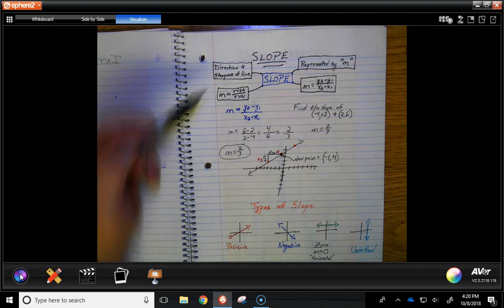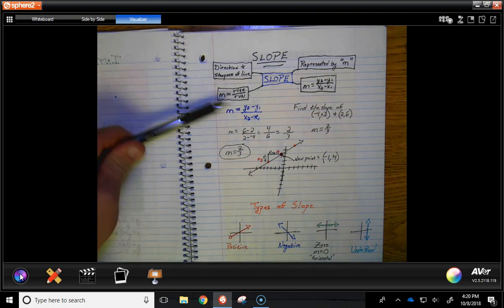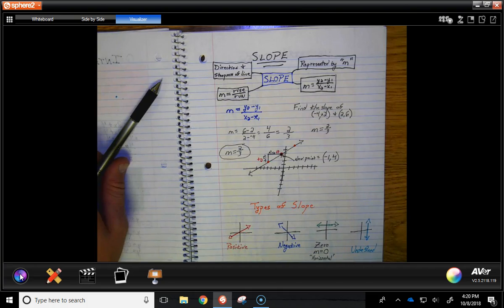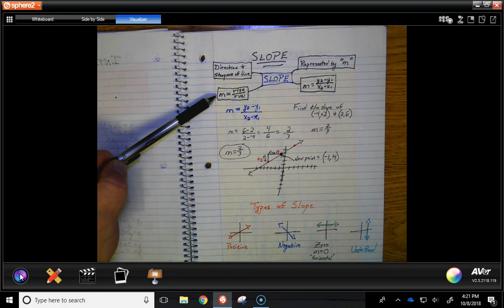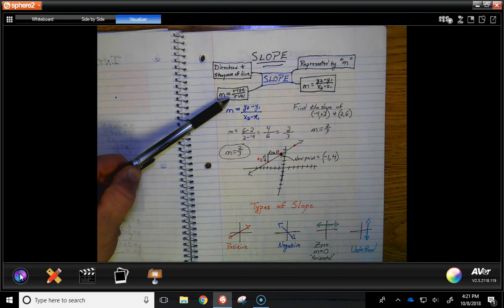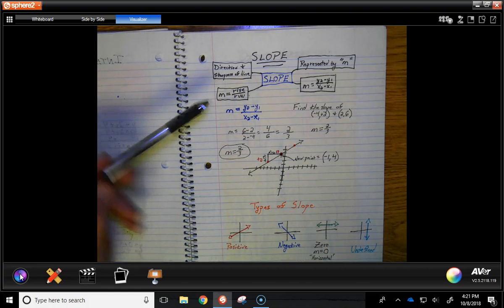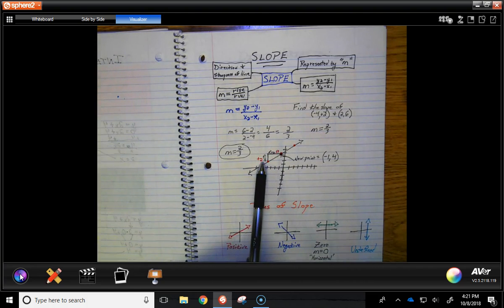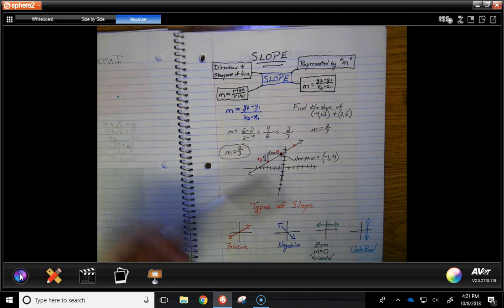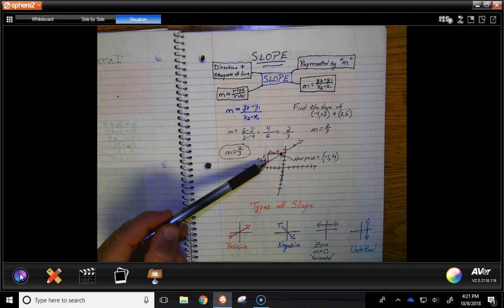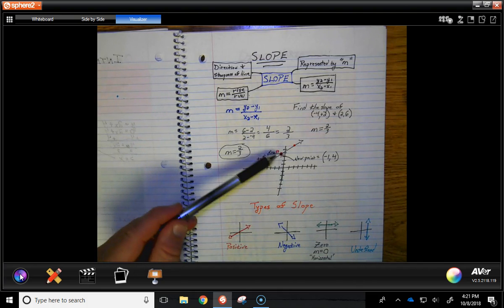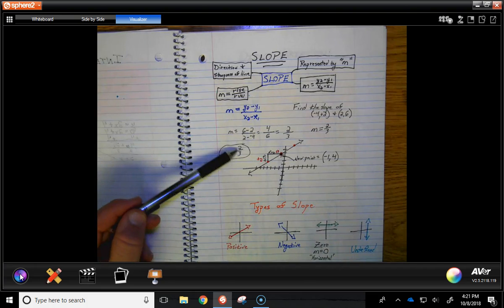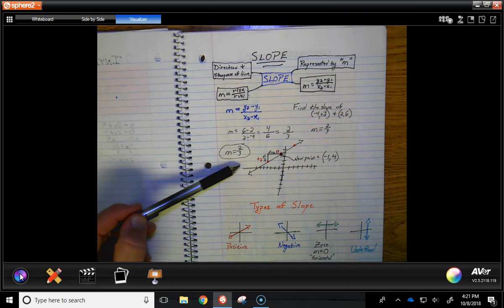Slope. We went ahead and described slope in our OneNote. I put it in here for a reminder. Remember, slope is represented by m, and it is the rise over the run. We can look at a graph like this, and I could pick two easy points. This one went up 2, so my rise is 2, and it went over 3, so my run is 3. My slope is 2/3.